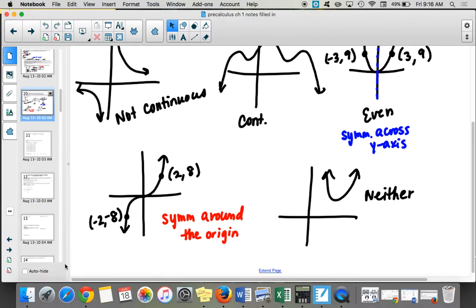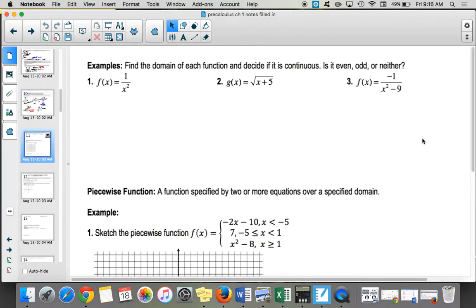Okay? So we're going to do the test to see if it is even, odd, or neither, and then also if it's continuous. Okay, so a continuous function, basically I can plug in every single x value. So its domain is going to include every single x value. So on number 1, what's messing up the domain? X squared, right, on the bottom. And what is x not allowed to be? 0, right? So x cannot be 0.